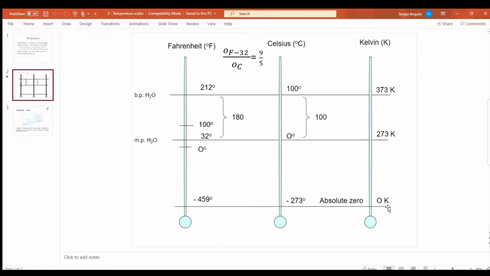Let's try some sample problems to convert Fahrenheit to Celsius. Your worksheet is going to have you converting Fahrenheit to Celsius and vice versa, and also Kelvin, but once again, Kelvin is just adding and subtracting 273. Okay, so let's go ahead and try those.